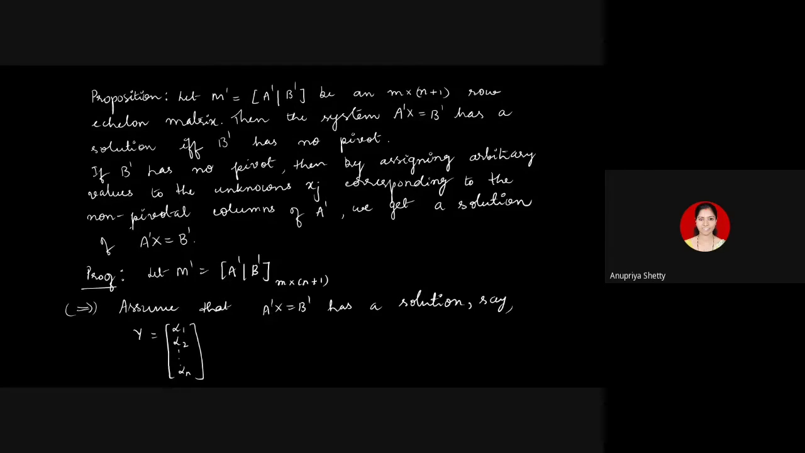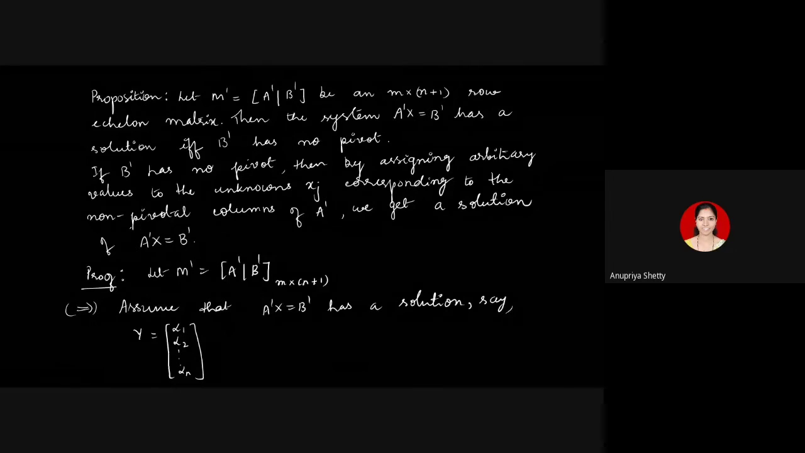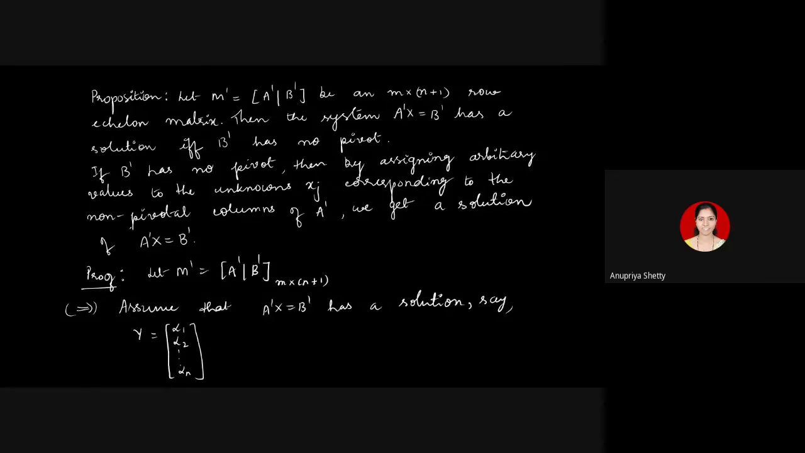What do we mean by this is a solution? When do we say that y is a solution? When I substitute this column here in the place of x, A' into that column, alpha 1, alpha 2, etc. alpha n, is equal to B'. Only then I call y as a solution. So let this be a solution. What is it that we have to conclude now? Can somebody tell me what is it that we have to prove? I'm assuming A' x = B' has a solution. What do we have to prove? B' has no pivot. Yes, B' has no pivot. That is what we have to justify.